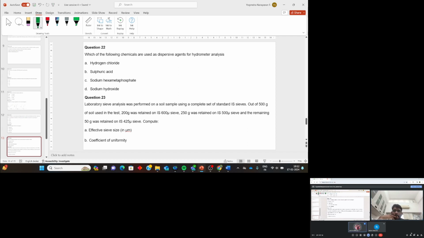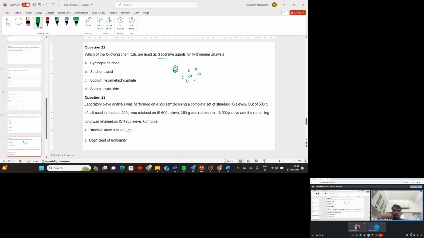This is a dispersive agent, deflocculating agents. So, if you consider a thick combination of various grains, if you add this agent, it will disperse into individual grains. Are you able to understand? Hello? Yes, sir. This will disperse the grains.